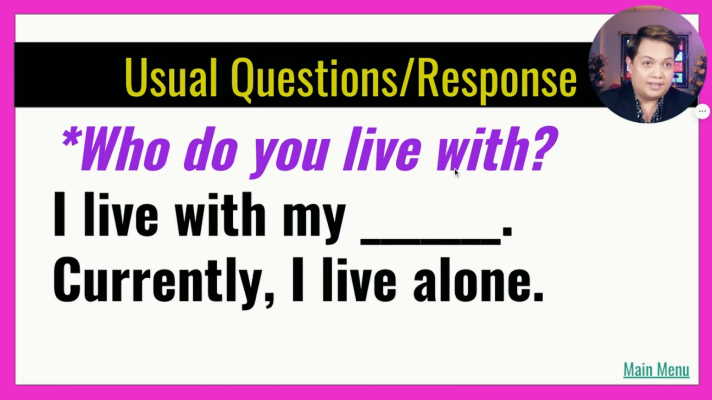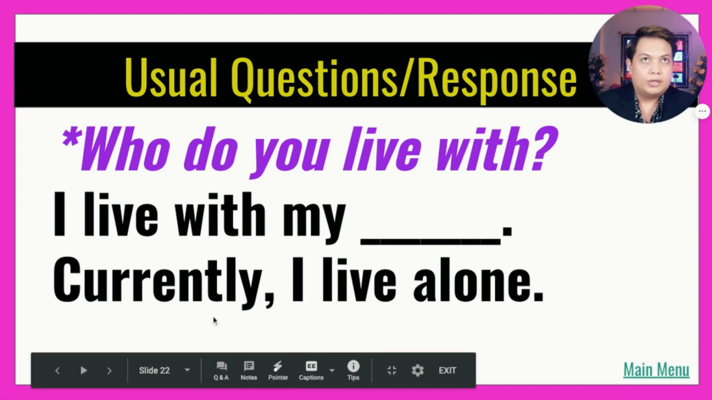Who do you live with? You could answer this question by saying, I live with my mom, or you could say, I live with my dad. If your living situation is different compared with the other family, you could answer this question like this. For example, for me, I live with my mom or I live with my dad. But if you are currently living alone, you could say this: currently I live alone.